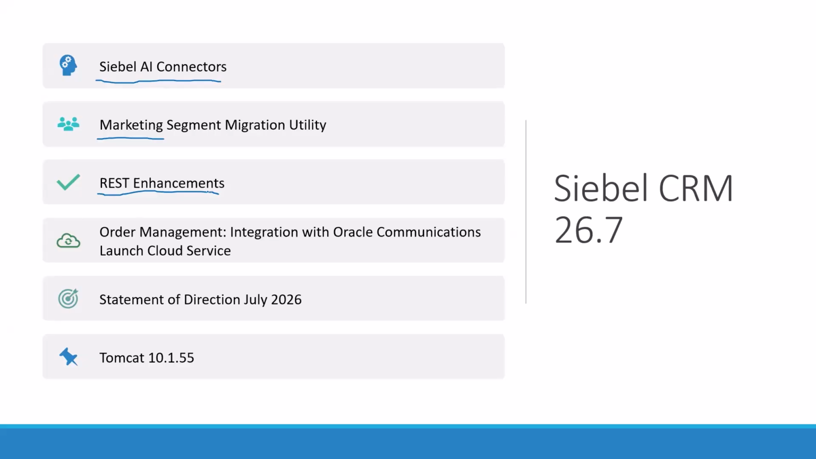REST gets some enhancements, both inbound and outbound. And also there is a trickle down from the digital business experience, I guess. It's an integration with the officially named Oracle Communications Launch Cloud Service. And also Oracle has published a statement of direction in July. So that's, of course, worth a look. And for the security guys, Tomcat is now 10.1.55. So that's the Tomcat needful.